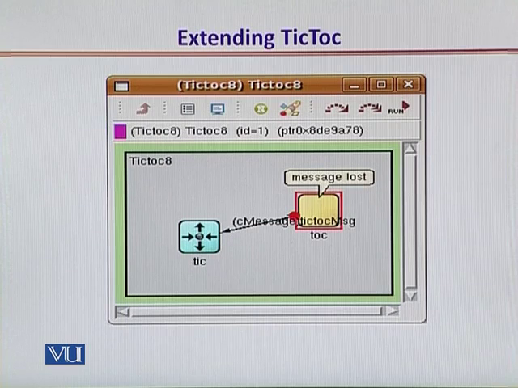This is the visualization in TK environment. Here we see that when TOC receives the packet, it loses the packet with some probability. Here we assumed that the probability of loss is 10%. Here you can also see that the message that is being sent from TIC to TOC and from TOC to TIC carries the name itself.